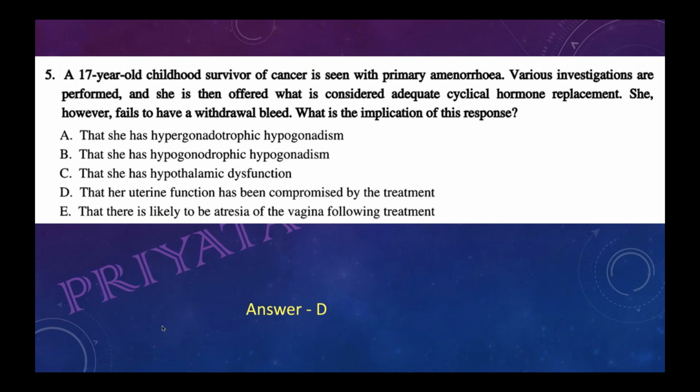Ma'am, why? Can you please explain? I generally get confused in stage 1, stage 2, and stage 3 ovarian failure. Why can't it be the higher one? Because see, all the tests are done. Various investigations are performed, which is considered adequate. That means hormonal tests were fine. There is no problem with hormonal tests, so FSH, LH, E2, prolactin, thyroid are all normal.